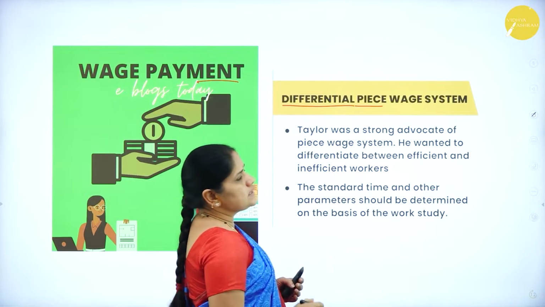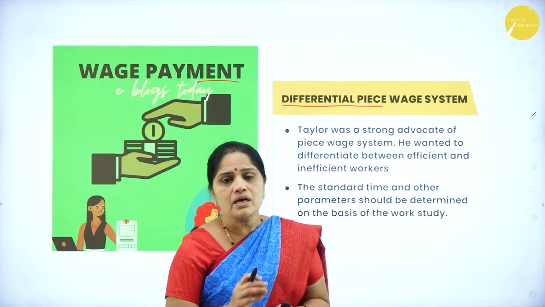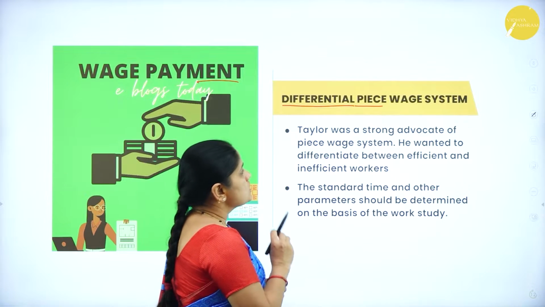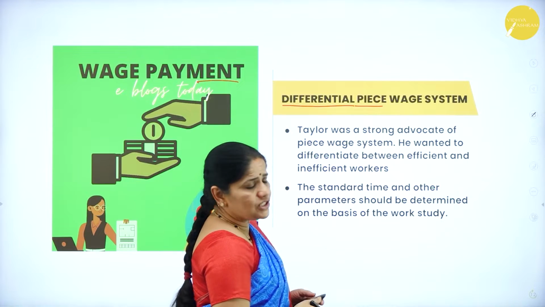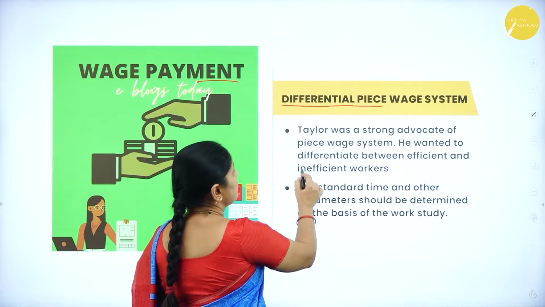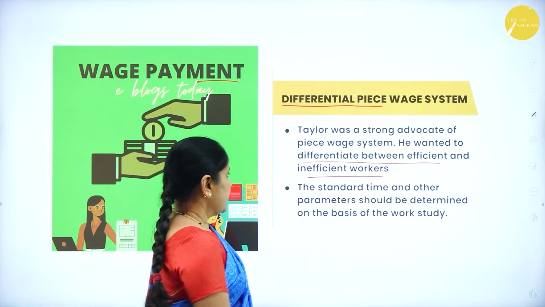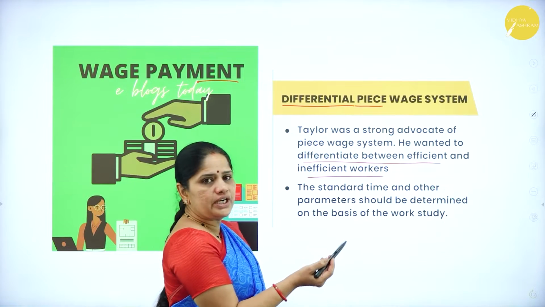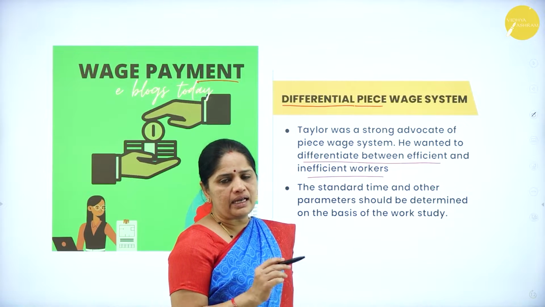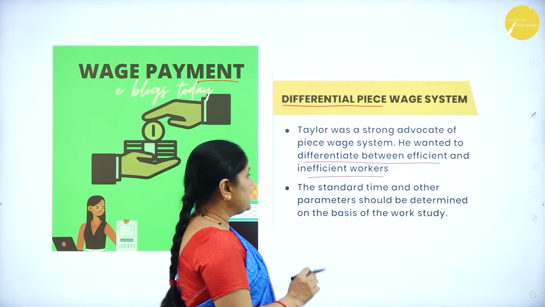Then, piece wage system: based on the number of units the employee has worked, you fix the wage. So, he was a strong proponent of this differential piece wage system. Now, he said that he wanted to differentiate between efficient and inefficient workers. Those who are efficient should be paid more, and those who are not efficient should be paid less.